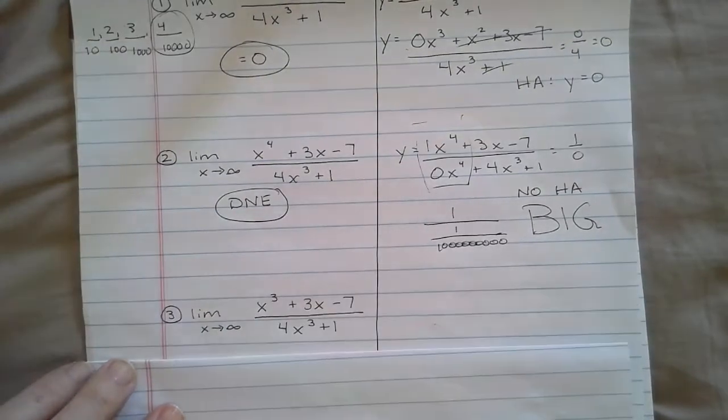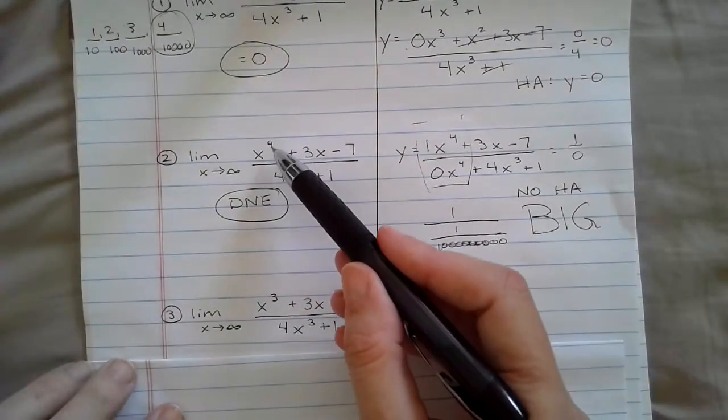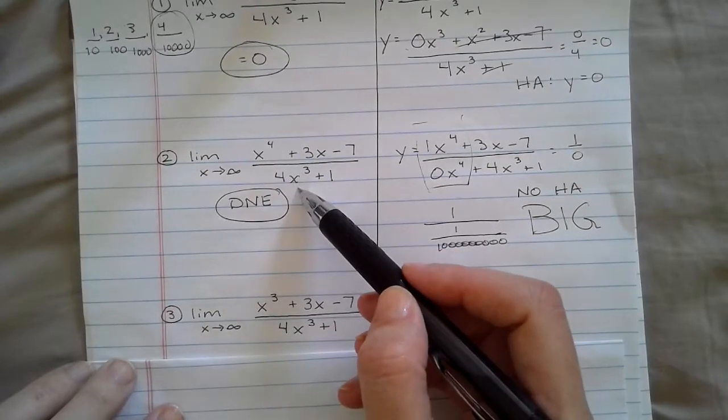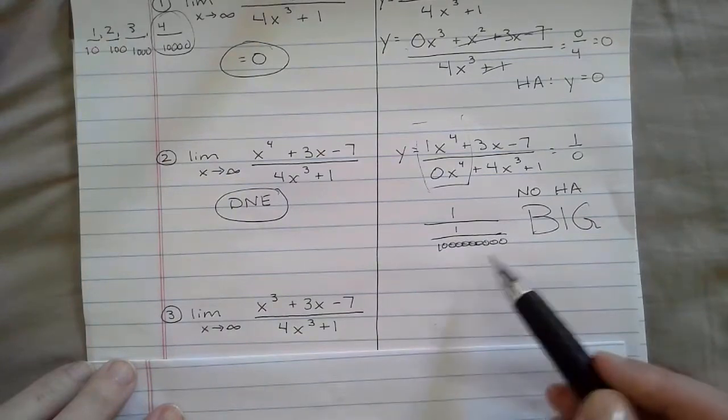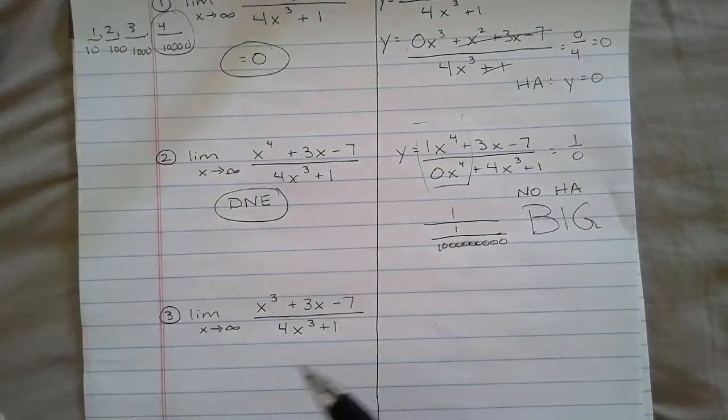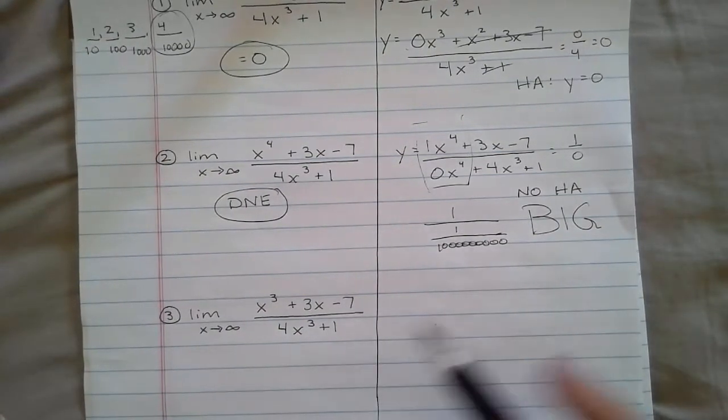And I'm hoping that the process is you're saying, oh, this top is growing faster than the bottom. The top numbers are getting huge, huge, huge, and the bottom aren't. Okay, and then let's go ahead and look at the last one.